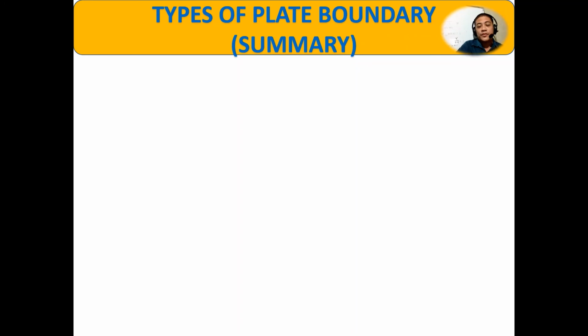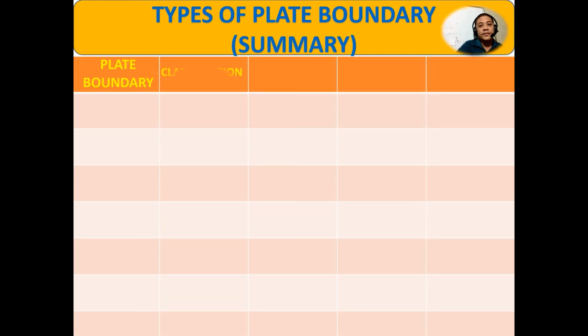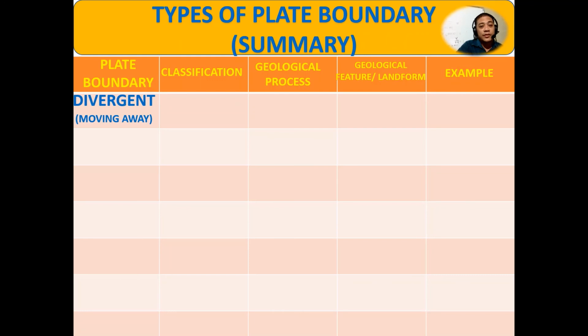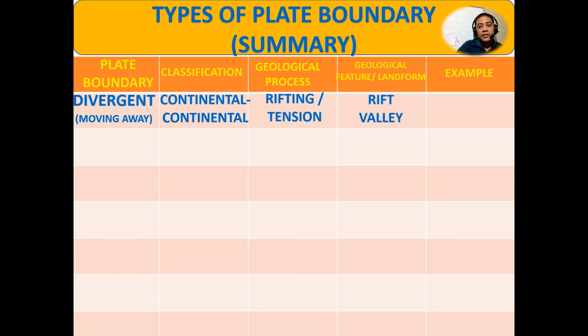And to summarize our lesson for today, here is the summary table about the types of plate boundary. Let's start with divergent. The divergent between continental plates involves rifting or tension process, and its landform is rift valley. Example, the African rift valleys.